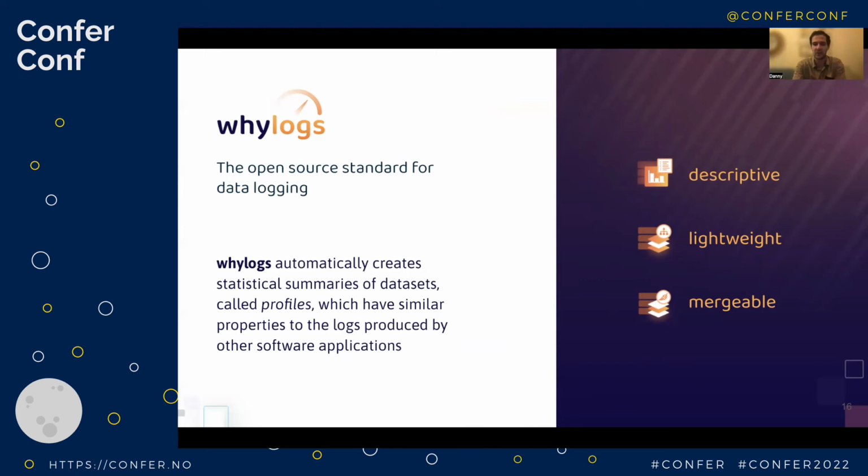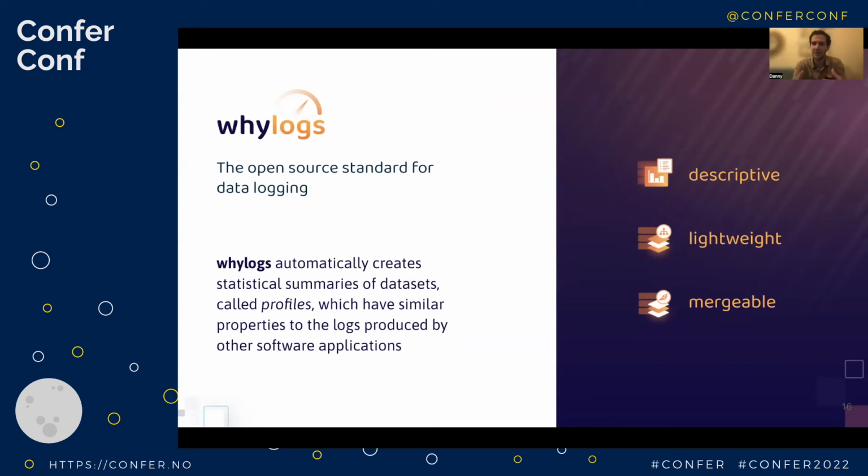YLogs is, again, totally open source. Basically, what it does is it takes in data, and that can be your input data, your output data, your ground truth, your performance data, whatever kind of data, and it creates statistical summaries of these data sets. It creates these artifacts that are called profiles. And the cool thing about these profiles, about these statistical summaries, is that you can track them over time. Even using YLogs, you can compare them against each other, and you can see how your data has changed, both your input data as well as the performance of your model.